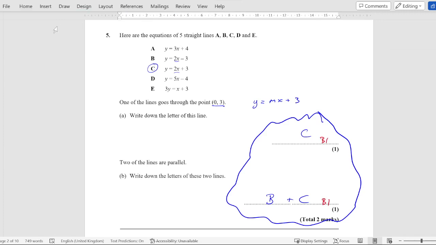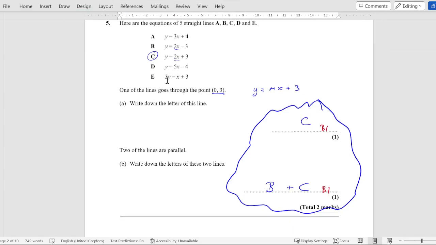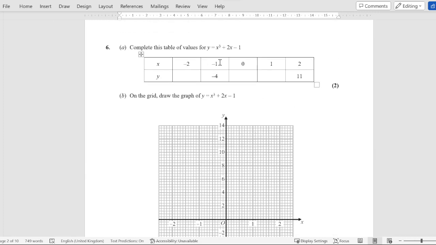And then question 6. So we've got a cubic graph. Some of the values are filled in. We're just filling in. I started with these 2. So 0 cubed plus 2 times 0 minus 1 is just minus 1. 1 cubed plus 2 times 1 minus 1 is just 2. And then the more complicated one, minus 2 cubed is minus 8. 2 times by minus 2 is minus 4. And then minus 1 gives you a total of minus 13.